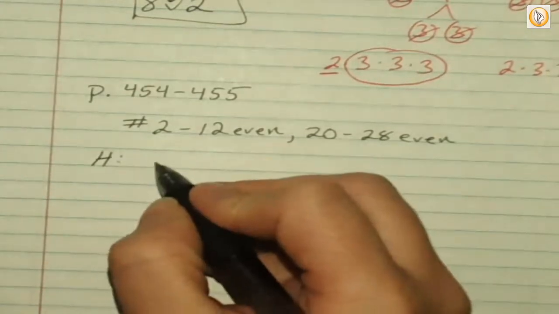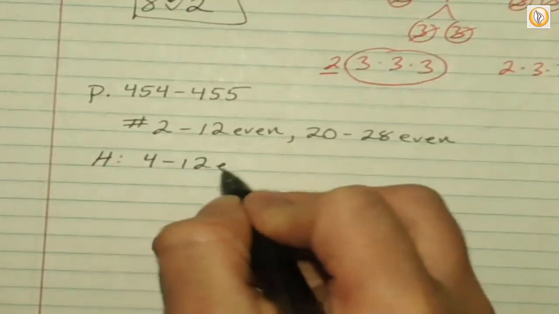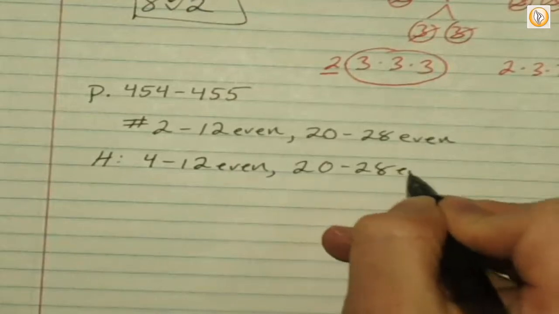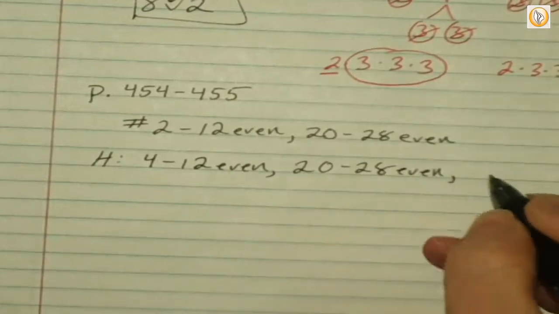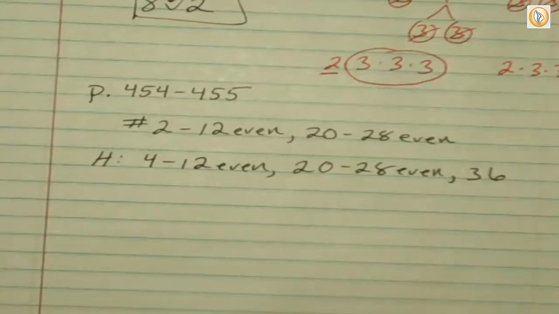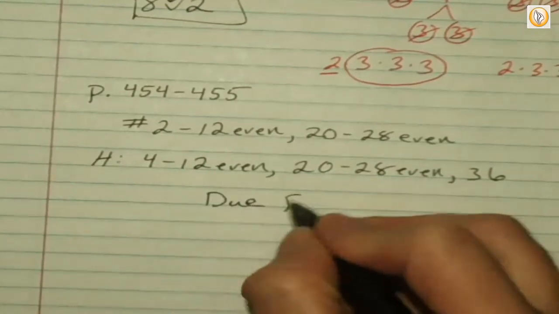Honors, 4 through 12 even, 20 through 28 even, and then 36. I really want y'all to do 37, but it's okay. This is all due Friday.